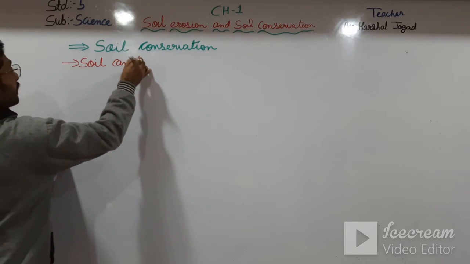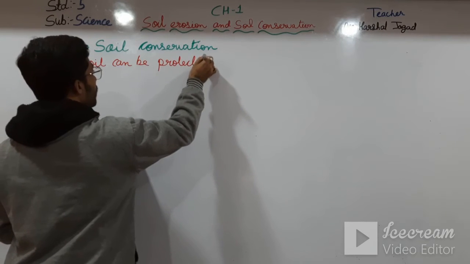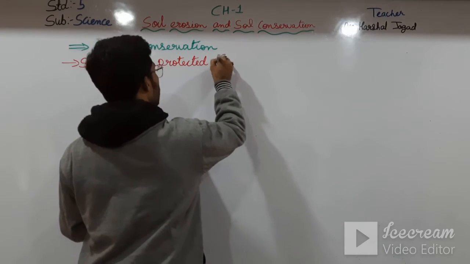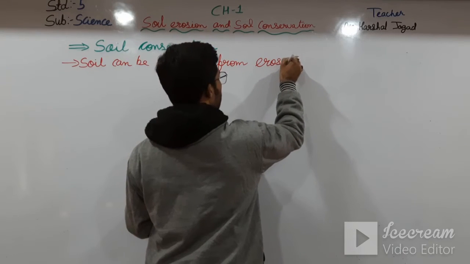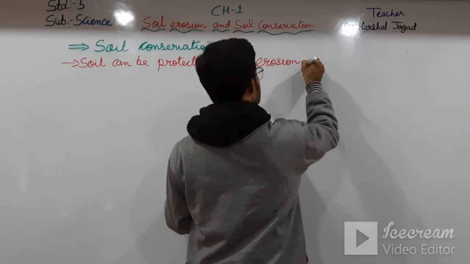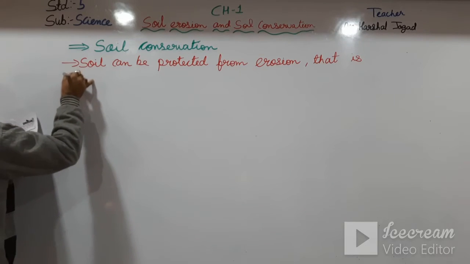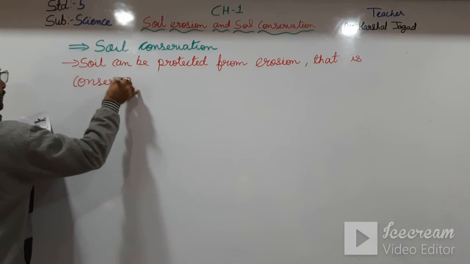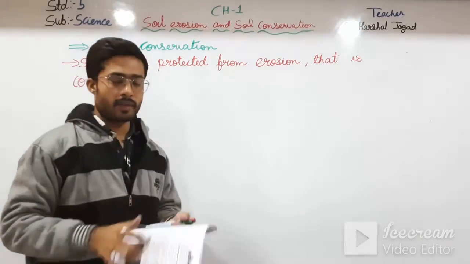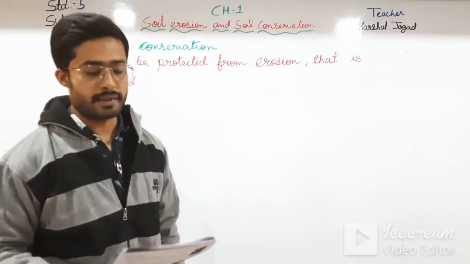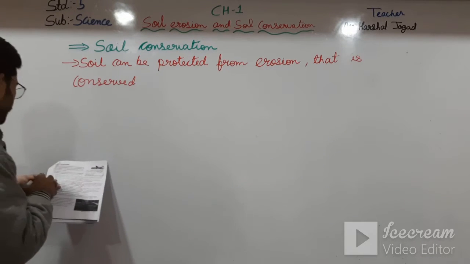Soil can be protected from erosion, that is conserved. That is conservation of soil. The soil can be protected from erosion, that is conserved. Conservation of soil. I have just written over here conserved, but I can write that also.